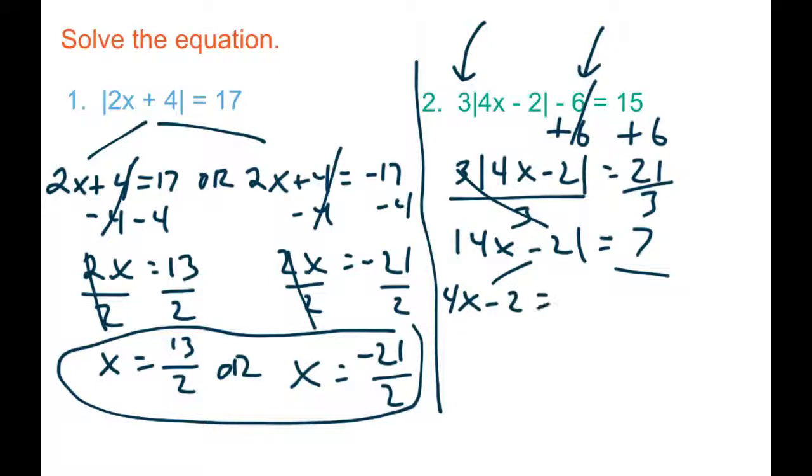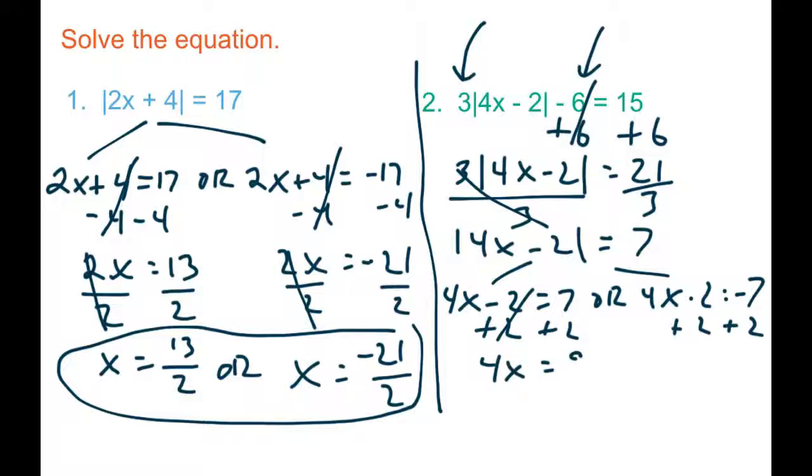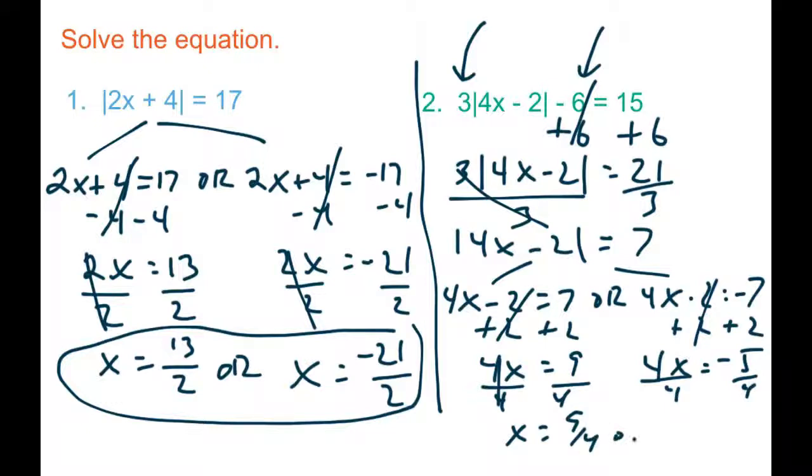4x minus 2 equals 7. Don't forget the or. 4x minus 2 equals negative 7. We'll add 2 to both sides. Do that with both of these. 4x equals 7 plus 2 is 9. 4x equals negative 7 plus 2 is negative 5. We'll divide by 4 on both sides. We'll do that for both parts. And we get x equals 9 fourths, or x equals, we'll just keep that improper, negative 5 fourths.